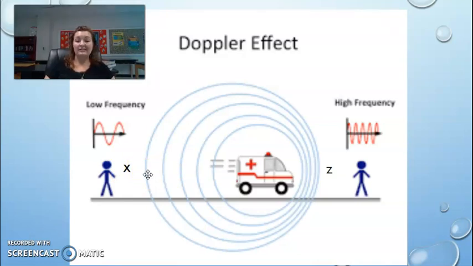Okay, so this is the Doppler effect in a nutshell, you guys. If you have any questions about it, please let me know.